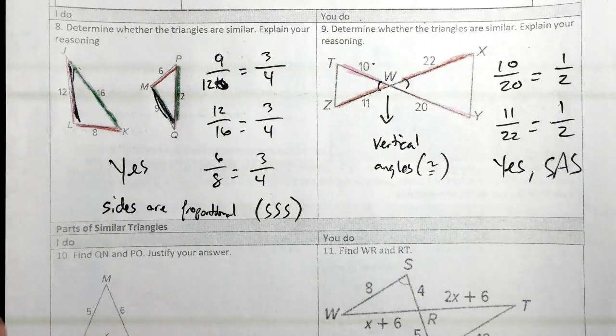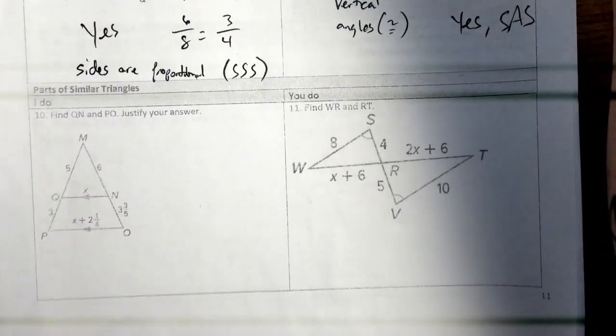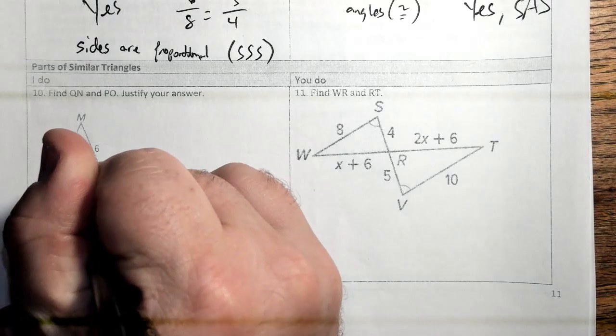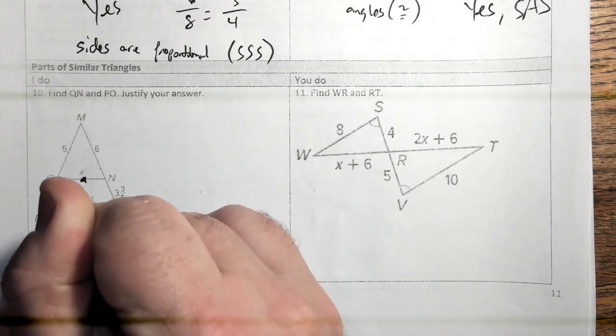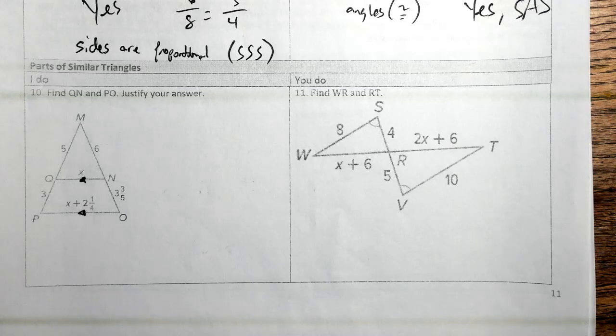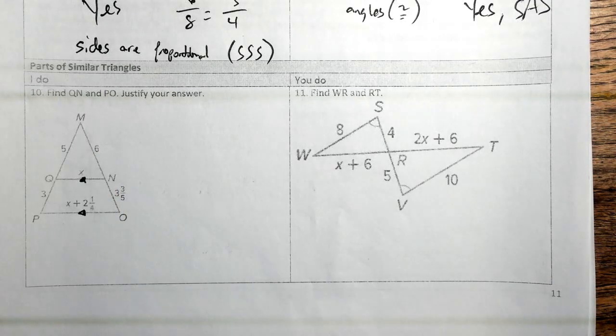All right. Just a moment to scooch down the page. Going to look at 10 and 11. Just mark a couple of things here. We've got some parallel lines. If those are parallel, that means those angles are congruent, is what that means. So that makes these in proportion. And these would be in proportion.